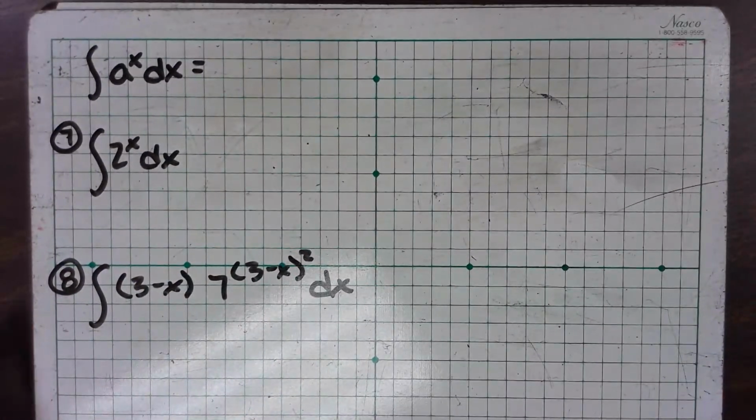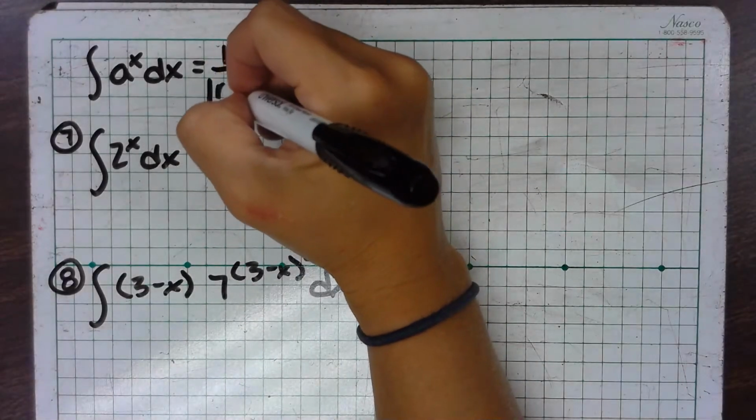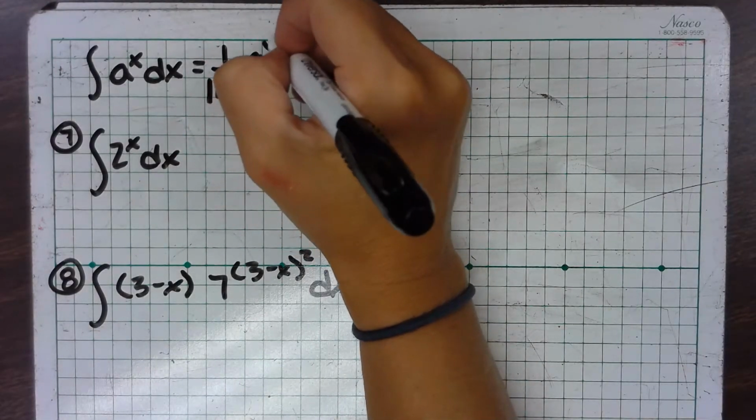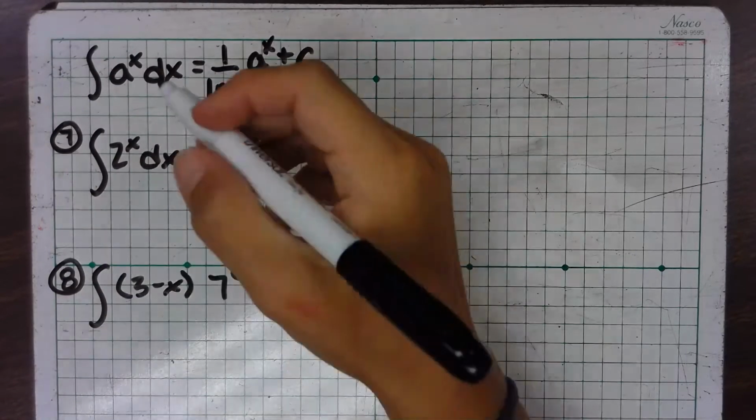Let's look at this right here. Now, we dealt with e to the x. What about a to the x? If I'm trying to integrate a to the x, it is going to be 1 over ln of a times a to the x plus c. Now, we don't see this a lot, but it will pop up. So make sure you have it memorized.